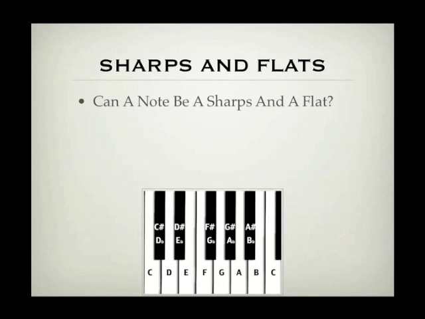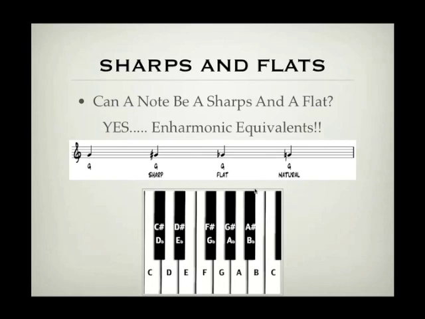So, can a note be a sharp and a flat at the same time? Yes. These are called enharmonic equivalents. Here's this example again of the note we looked at. Here's the G. Okay, the sharp raises it by a semitone, and it's G sharp. But G sharp is the same note as A flat. Okay, so it can either be called G sharp or A flat depending on what scale you're playing in. They're both the same sounding note, and this is called an enharmonic equivalent.